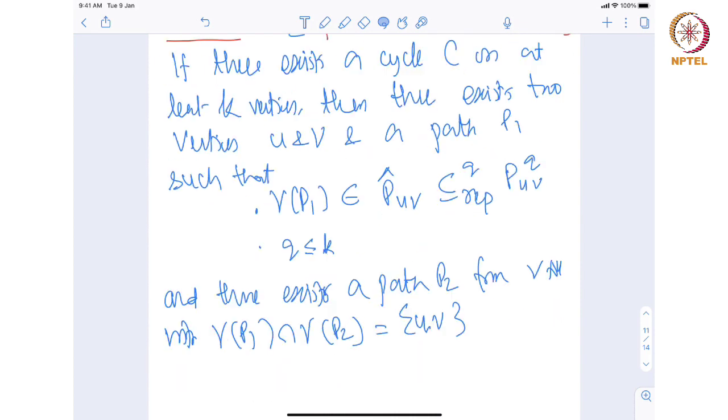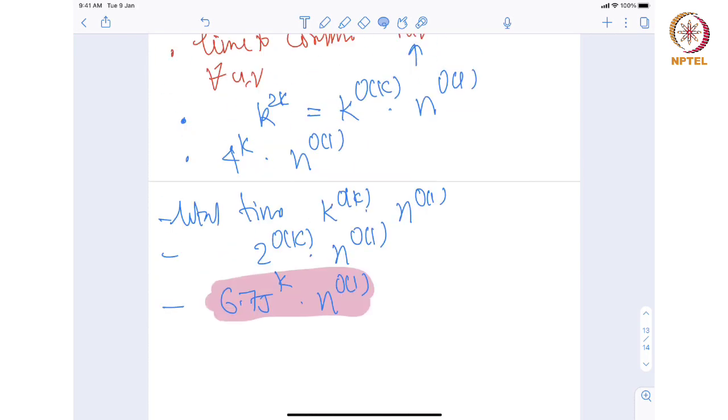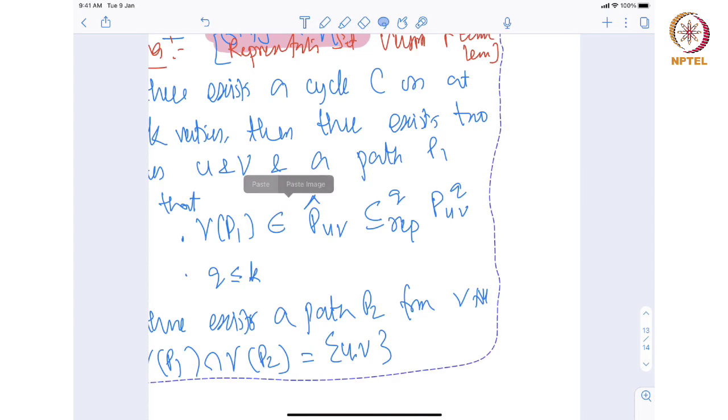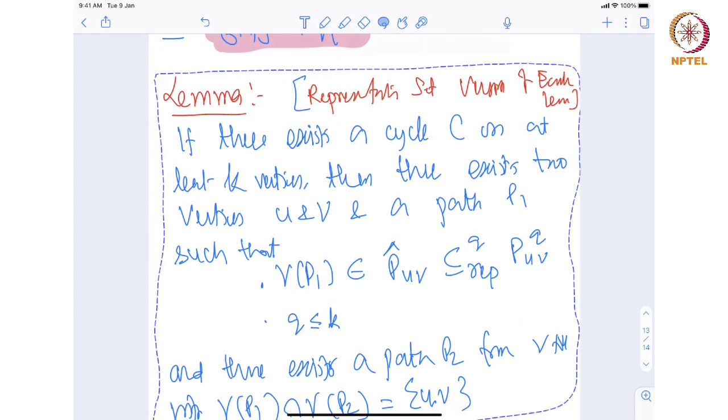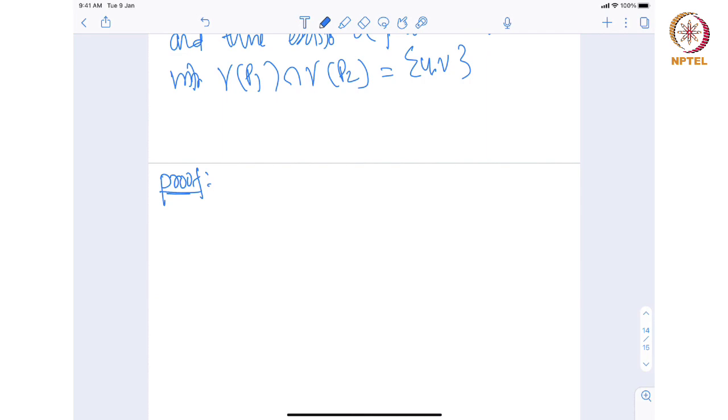Okay, so let's just focus on this lemma. Let's try to prove this lemma. The proof is fairly simple. Okay, so prove that this is a cute proof.